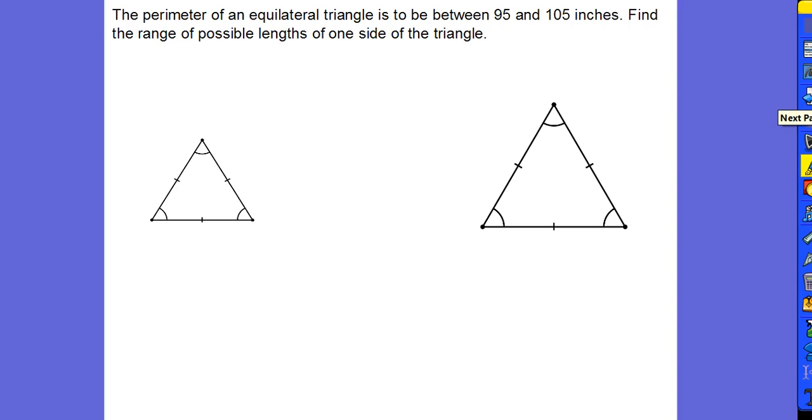And you have to do it by yourself. But I will provide you with a little bit of information. So we're going to read it, and then you're going to do it. It says the perimeter of an equilateral triangle. Equilateral being a really important word right there, and perimeter being a really important word right there, is to be between 95 and 105 inches. Find the range of possible lengths of one side of the triangle. I think my sentence is a little more clear than yours, but that's what I'm asking for.